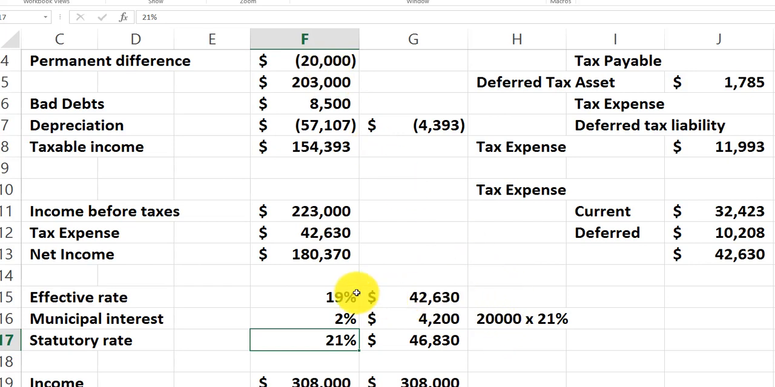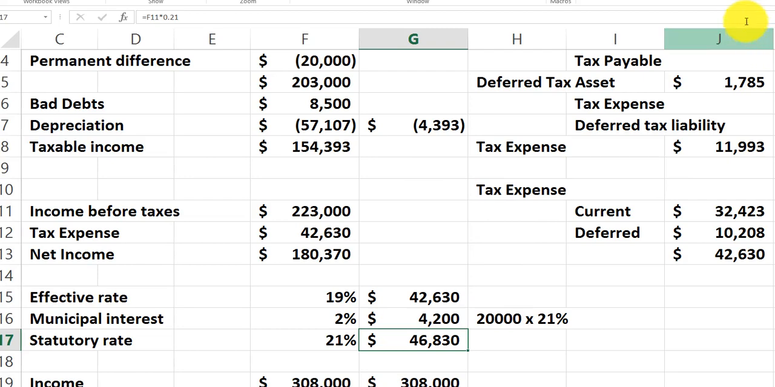All right. So if we pay taxes at a 19% rate, that's $42,630. If we had done it at a 21% rate, it would be $46,830, and the difference is the 21% of $20,000, or $4,200. So that's how we would do the first year of this scenario.